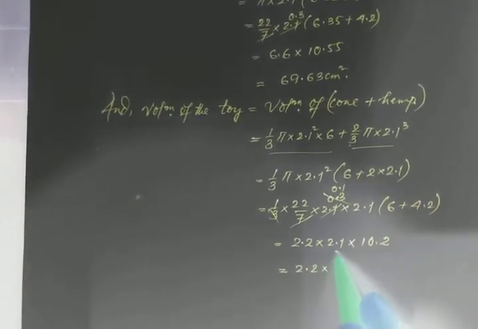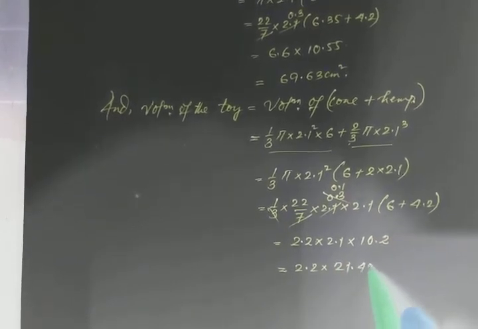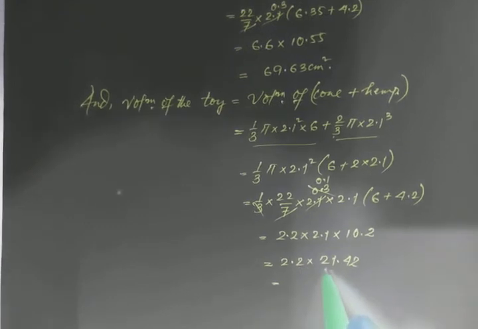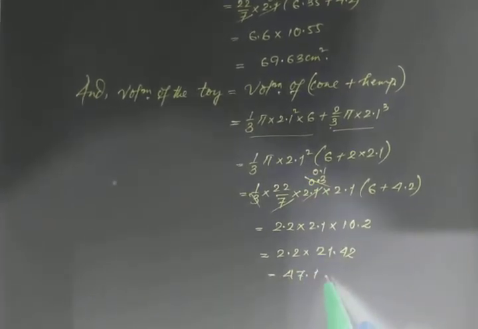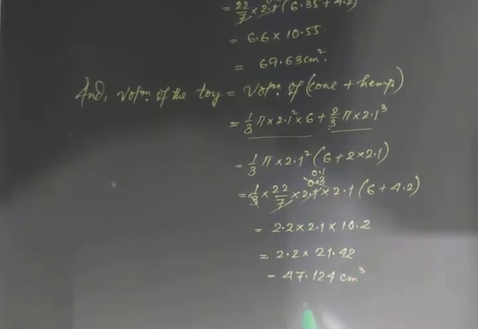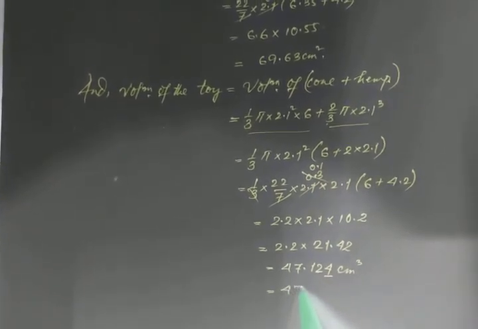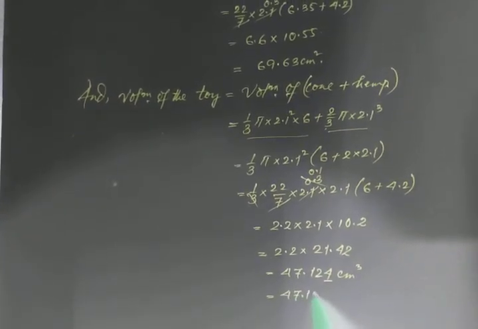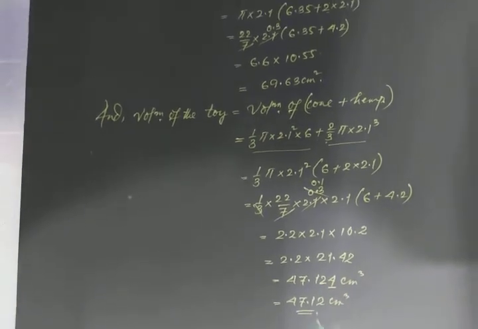Now on multiplying all this, 2.2 and this 2.1 gives 21.42. 2.2 into 21.42 gives 47.124 centimeter cube because it's volume. Let's round this off. So 47.12 centimeter cube, which is the volume of the solid toy.